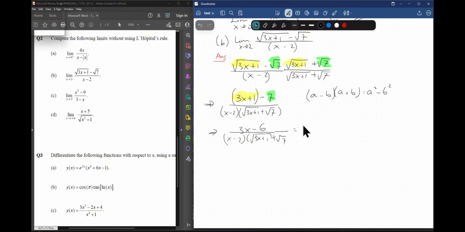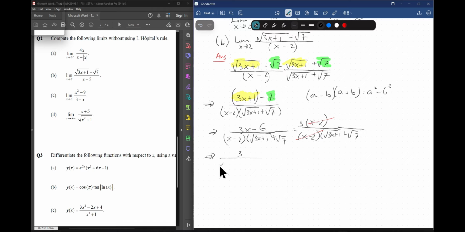The numerator can be simplified to 3 times x minus 2. This will be the same, and we have another x minus 2 in the denominator, all over square root of 3x plus 1 plus square root of 7. So as you can see, we can cancel the x minus 2, leaving behind only 3 in the numerator.